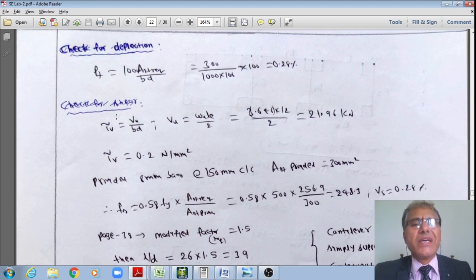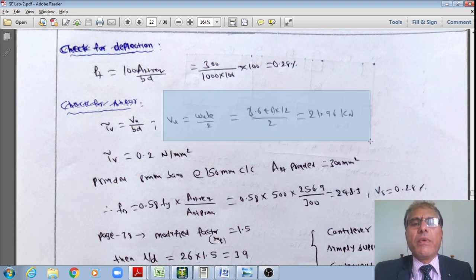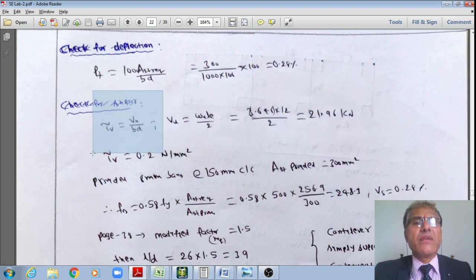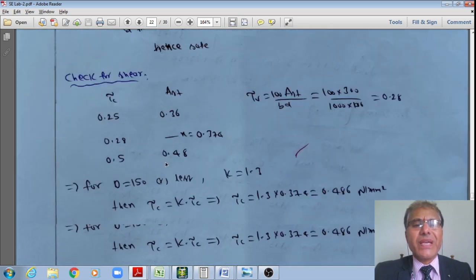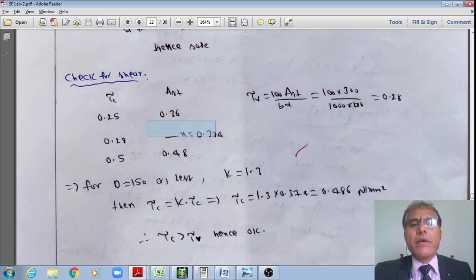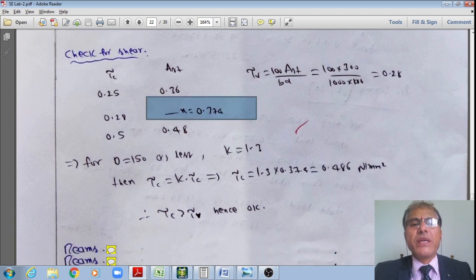Nominal shear stress is like this: the factored shear force is equal to WU multiplied by LX by 2, whereas WU is 3.646, the short span direction, multiplied by factored load 12 divided by 2, means 21.96. Therefore, if I divide that with B and D, now I'll get 0.2 Newton per mm square as the nominal shear stress, whereas I have a design permissible shear stress of 0.374.